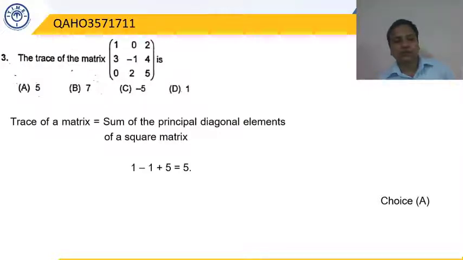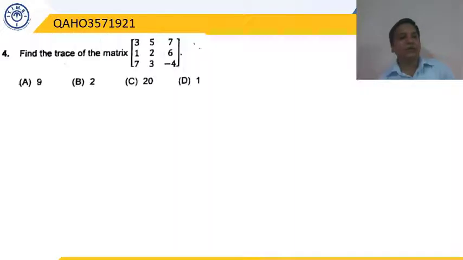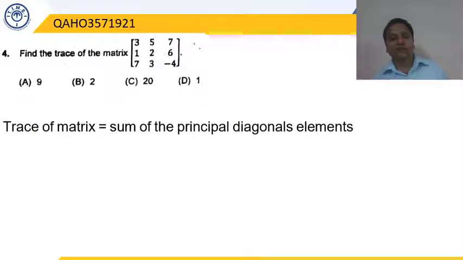Let's do one more question on the same logic. Now we are using handout 1921. It says find the trace of this matrix. It's a square matrix. Now trace of the matrix, simply say you have to add the elements in the diagonals. So trace of a matrix is equal to sum of the principal diagonal elements. Sum of the principal diagonal elements consists of 3, 2, minus 4. In this case, it's A11, A22 and A33. They are called the principal diagonal elements.